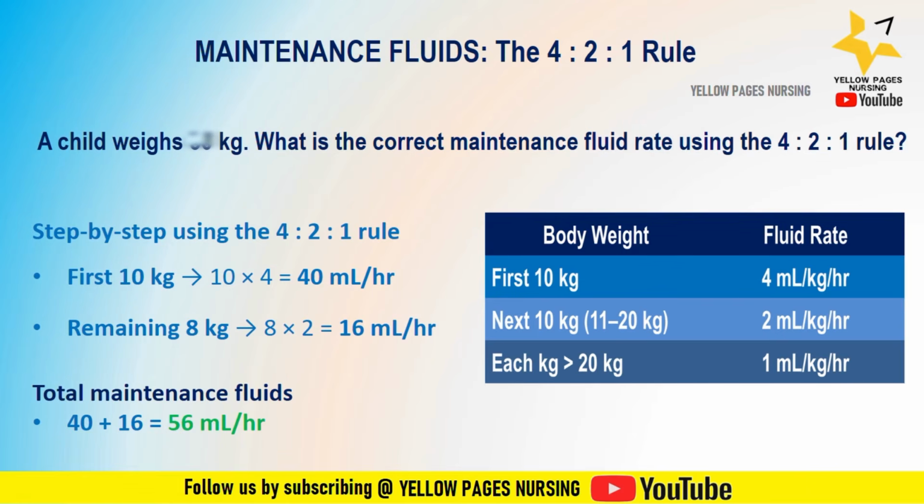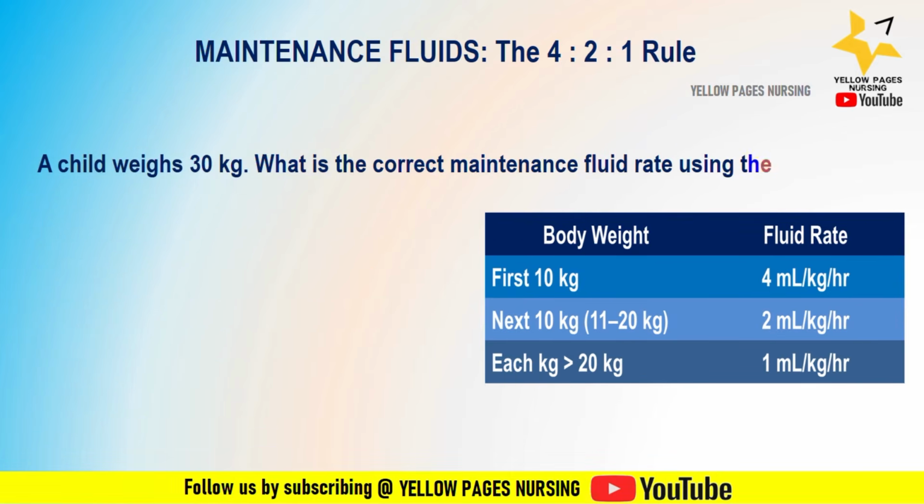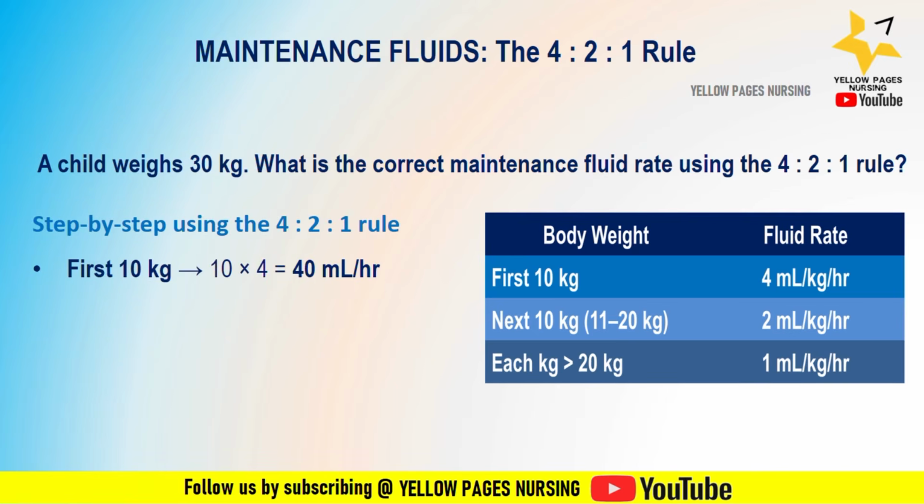Next example, a child weighs 30 kilograms. What is the correct maintenance fluid rate using the 4-2-1 rule? Here we go step by step using the rule. For the first 10 kilograms using the formula, the fluid rate will be 4 ml per kilogram per hour, and hence 10 multiplied by 4 will give 40 ml per hour.